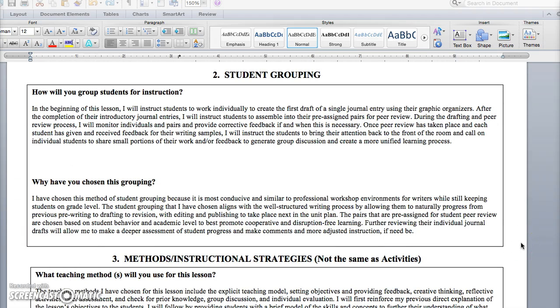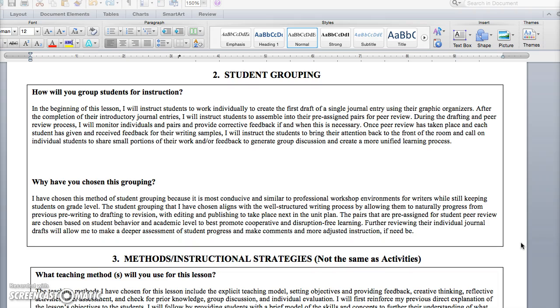In the beginning of this lesson, I will instruct students to work individually to create the first draft of a single journal entry using their graphic organizers. After the completion of their introductory journal entries, I will instruct students to assemble into their pre-assigned pairs for peer review. During the drafting and peer review process, I will monitor individuals and pairs and provide corrective feedback if and when this is necessary.